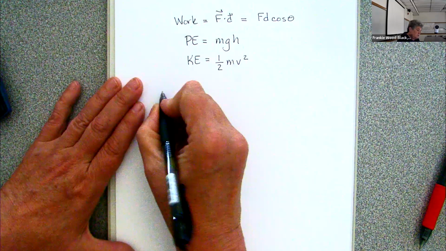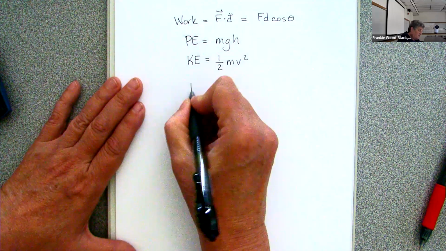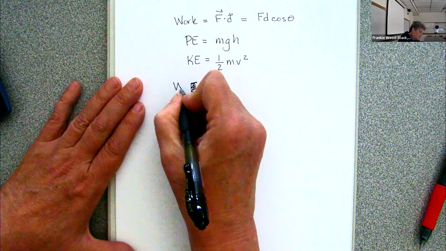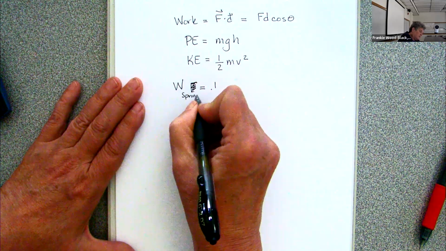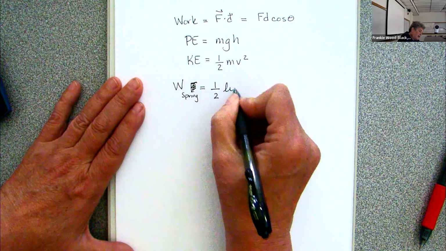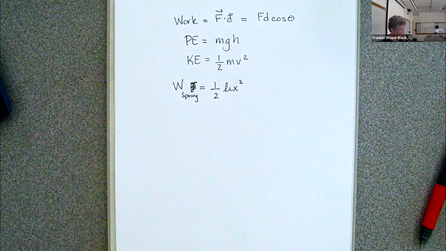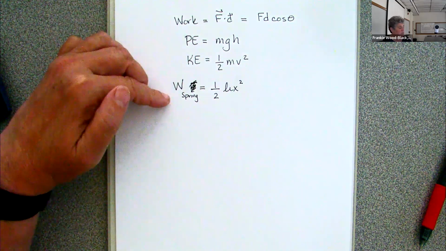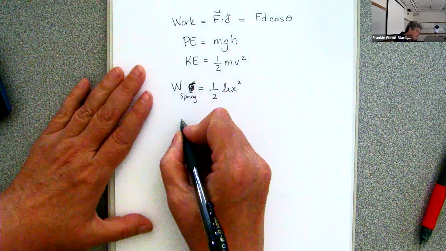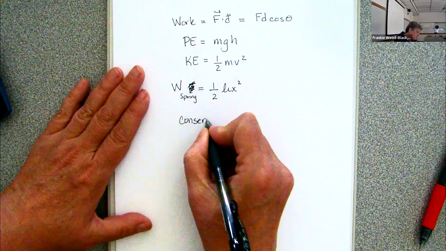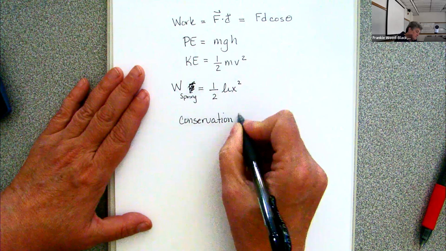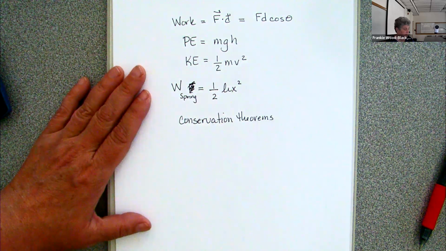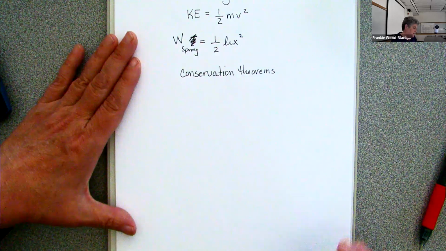Now I can also use Hooke's law, which we saw earlier, that the work due to a spring is 1/2 kx squared. So I've got my potential energy, my kinetic energy, my work due to a spring, I have work, and we have conservation theorems. That's going to help us out. So let's look at a problem here.